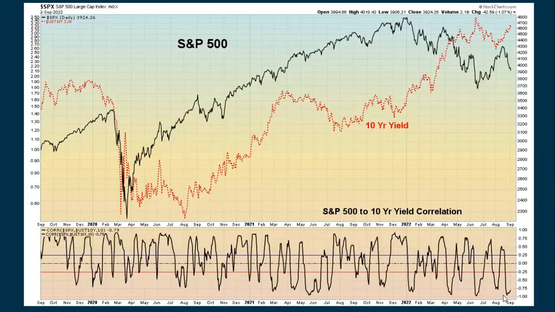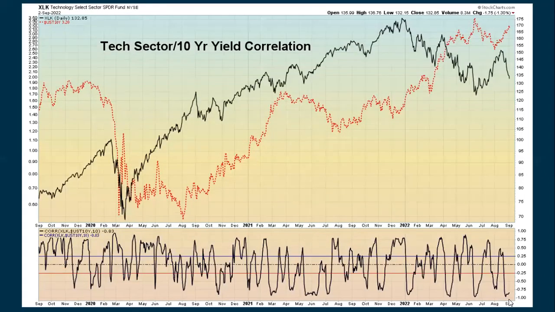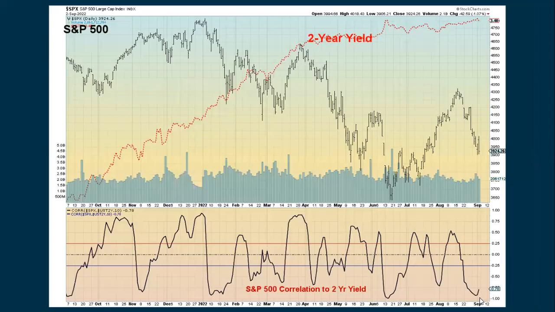They have still a pretty strong inverse relationship. The tech sector to the 10-year yield also pretty strong with an inverse correlation. This is the S&P to the 2-year, also still pretty strong inverse relationship.